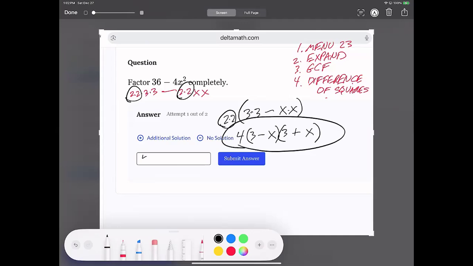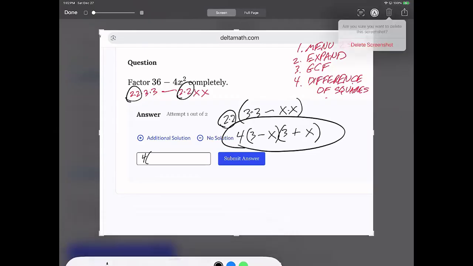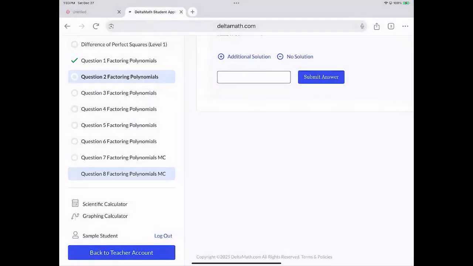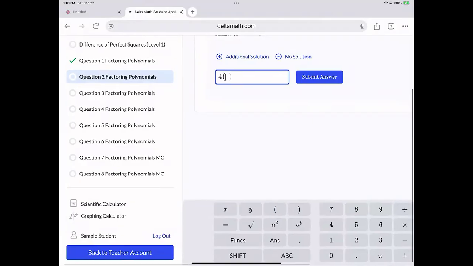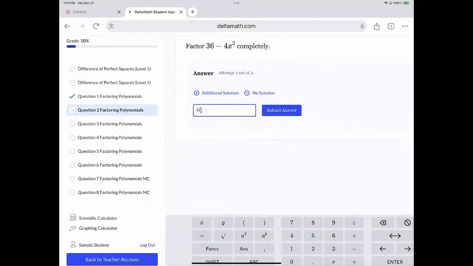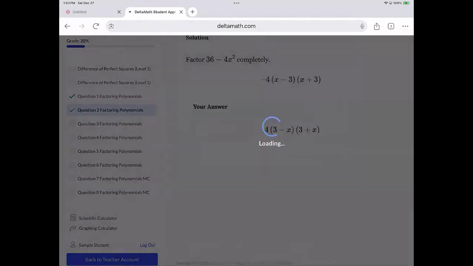So this is what you're going to enter. Let me go ahead and enter this. This is going to be 4 parentheses, and this is going to be 3 minus x, close the parentheses, and then we're going to have 3 plus x, close the parentheses. Submit it. Says nice job.